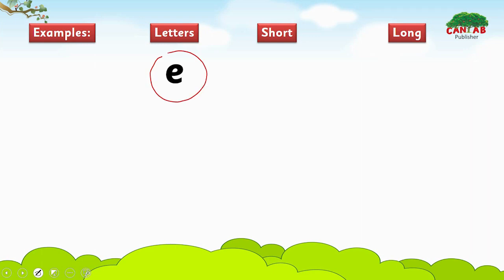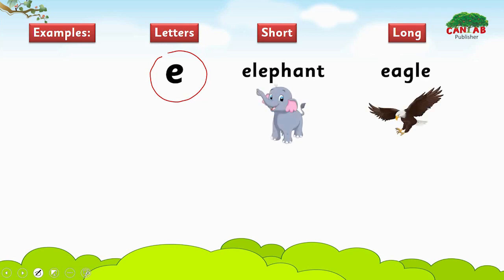What is the letter? That is E. The short vowel is elephant. Elephant. And the long vowel is eagle. Eagle. Now repeat with me.